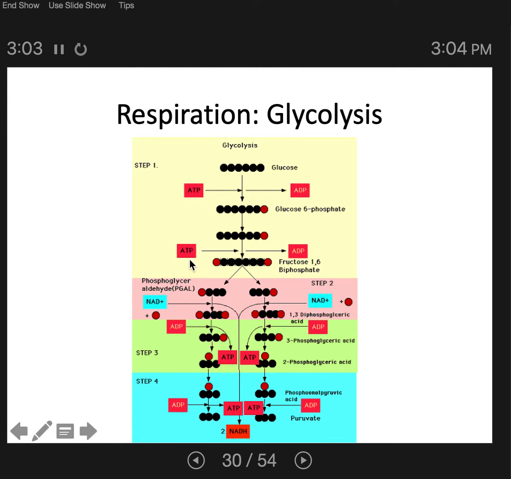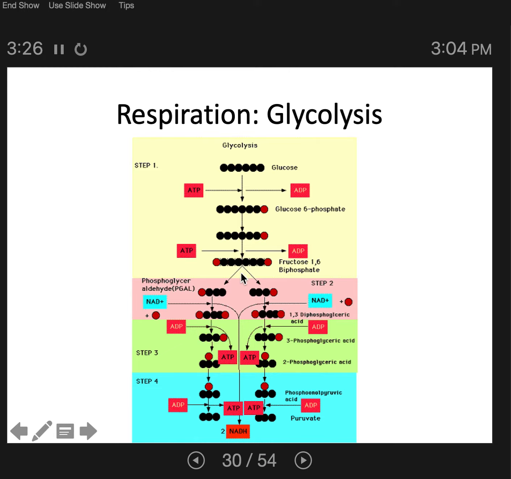So 2 ATPs were invested. Now they are lost in a way. They're low energy molecules now. But now this sugar molecule is super unstable. It has 2 high energy phosphate groups attached to it. And so now it's super easy to break in half. Now it's unstable enough to start breaking it down and releasing all the energy it contains.